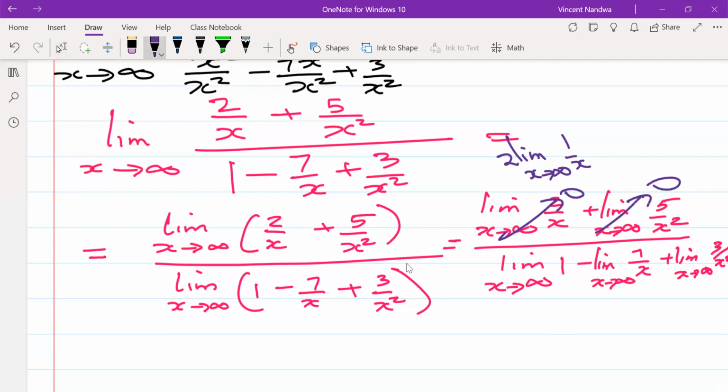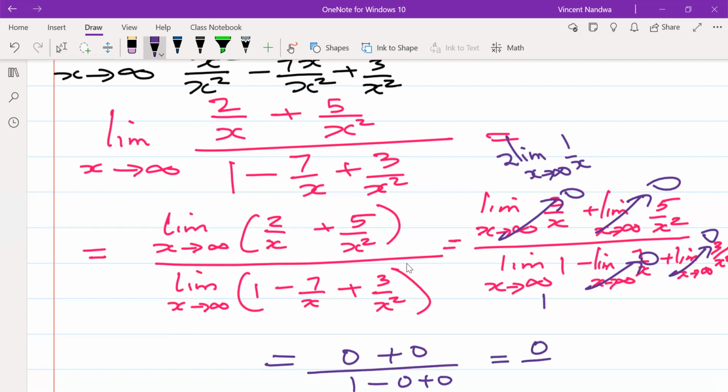And then the limit as x approaches infinity of 1 is 1. The limit of a constant is a constant. The second limit is also 0 because we are dividing by x. When you make x large, the value becomes very small. So we have 0 plus 0 over 1 minus 0 plus 0, which is 0 over 1, which is 0. So that would be the answer to that problem.